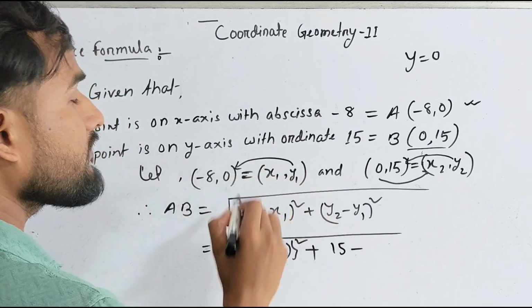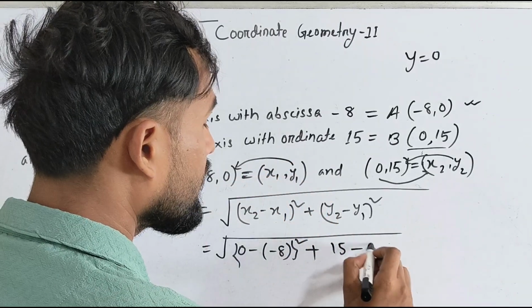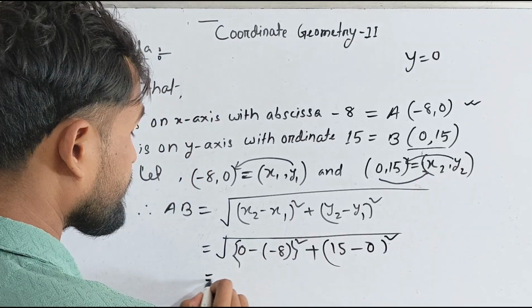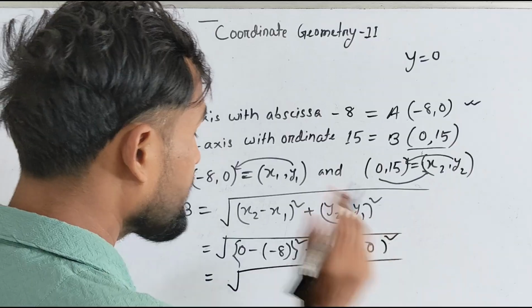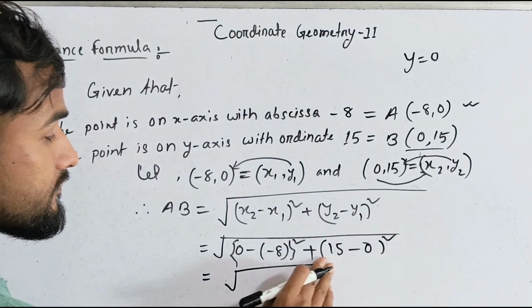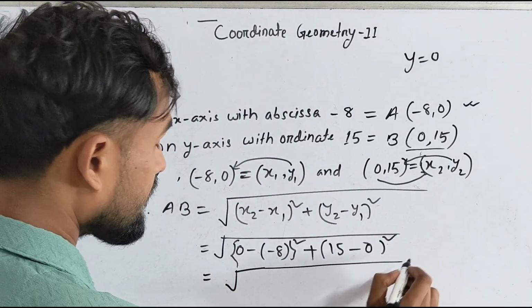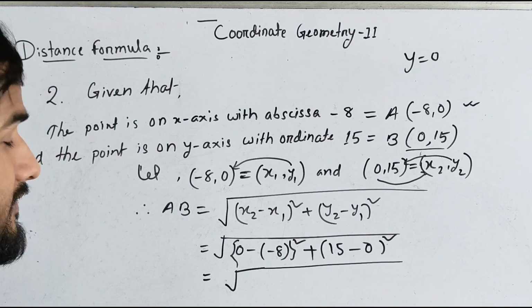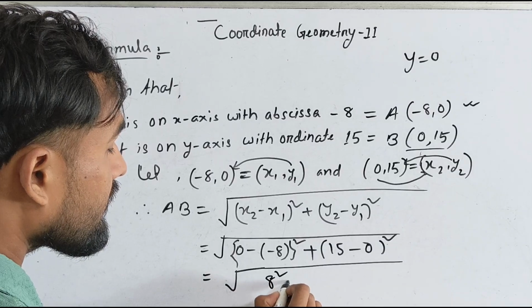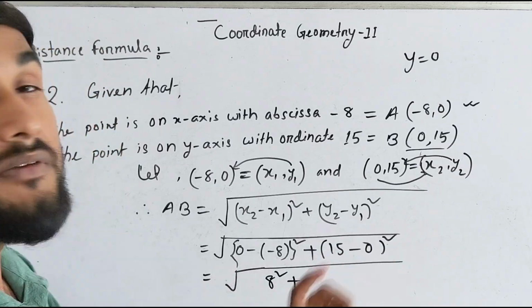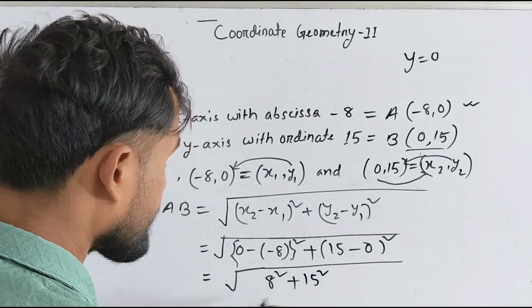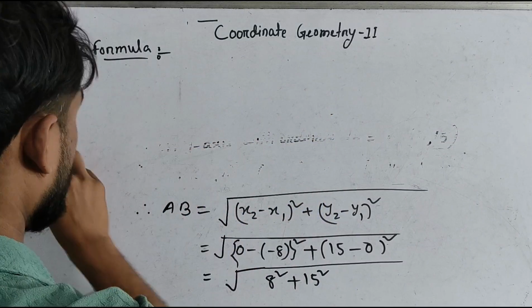and y1 का value कितना है, 0, and put the square. अब यहाँ पे कितना होगा, minus into minus will be plus, it will be 8 square and 15 minus 0 will be 15, it will be 15 square.